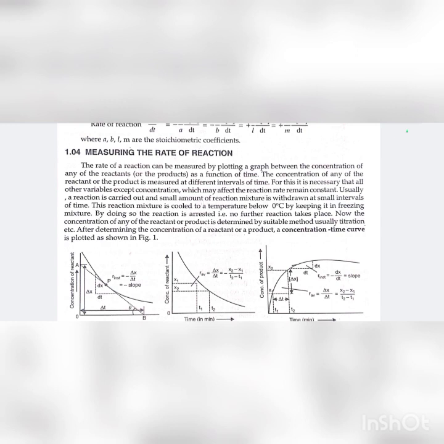Usually, a reaction is carried out and a small amount of reaction mixture is withdrawn at small intervals of time. The reaction mixture is cooled at a temperature below 0 degrees Celsius by keeping it in a freezing mixture. By doing so, the reaction is arrested, that is, no further reaction takes place. Now, the concentration of any one of the reactant or products is determined by suitable methods, usually titration, etc. After determining the concentration of reactant or product, a concentration time curve is plotted.